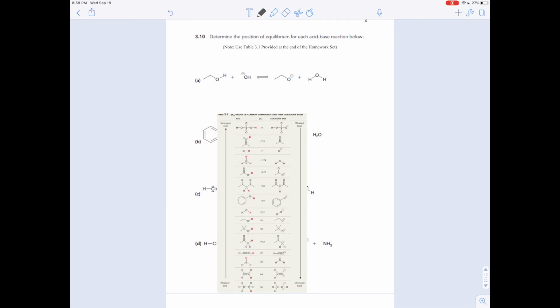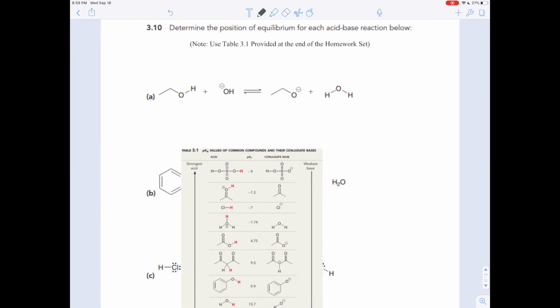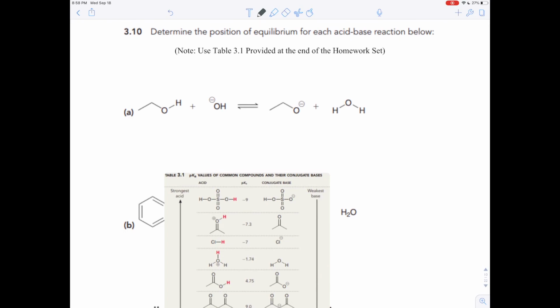In exercise 310, the question is asking you to determine the position of equilibrium for each acid-base reaction below. In other words, is the equilibrium shifted to the right? Do you have more products? Or is the equilibrium shifted to the left? Do you have more reactants? You can figure that out by comparing the strength of the acids on each side of the reaction.